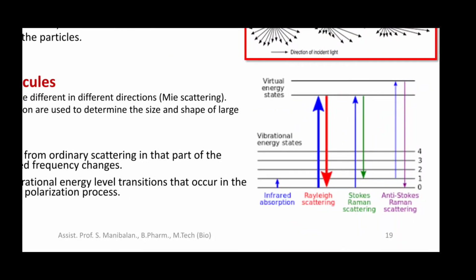But coming to the Stokes-Raman scattering, the molecule gets excited from the ground state level and reaches some vibrational energy state. Then you can see a green arrow which returns to a state slightly higher than the ground state. The anti-Stokes is just the opposite, where the molecule reaches below the original state of the molecule when the light hits.